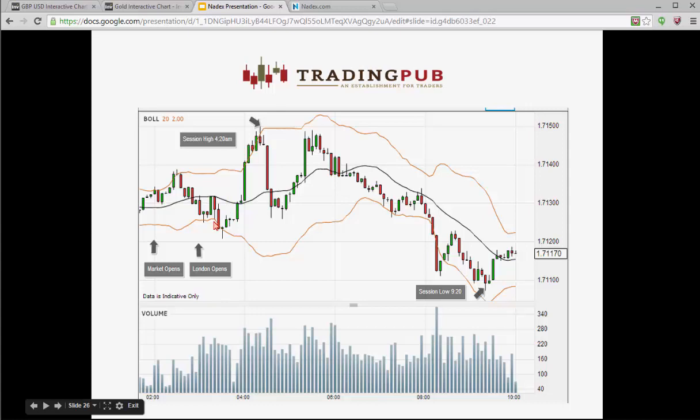I wanted to see what the next move was going to be. Is this the high of the day? Is this the low of the day? Then the market did a jump and I said, it's going down. So I managed to buy at 1714 over here.